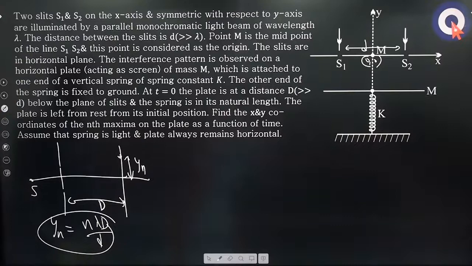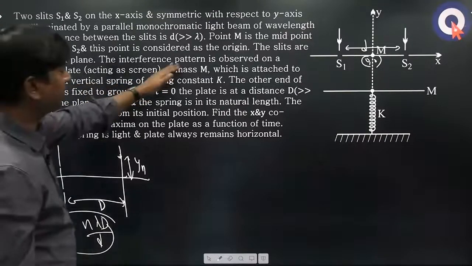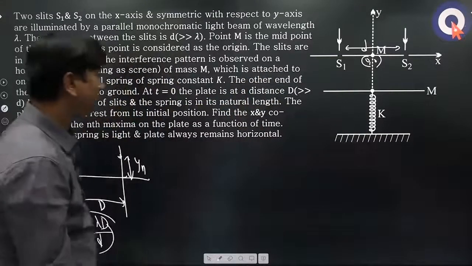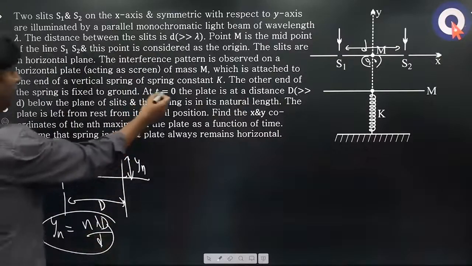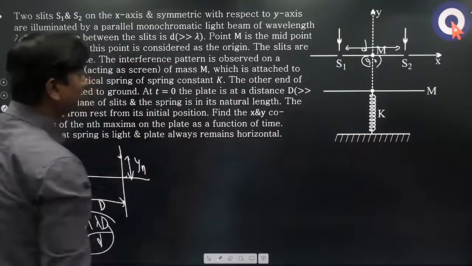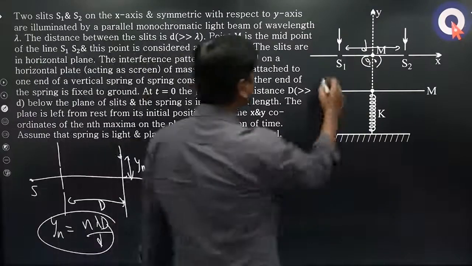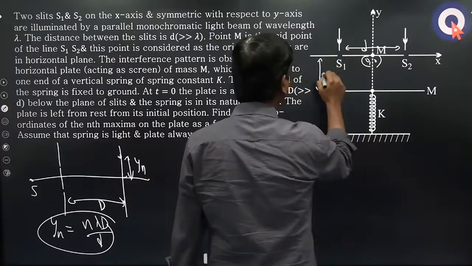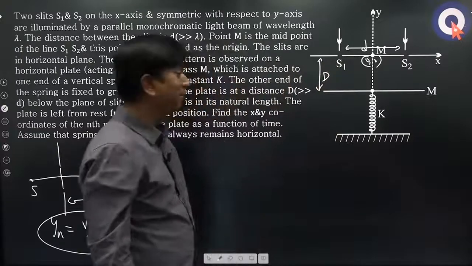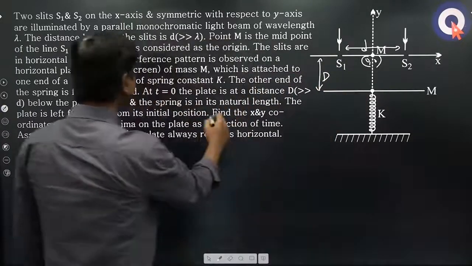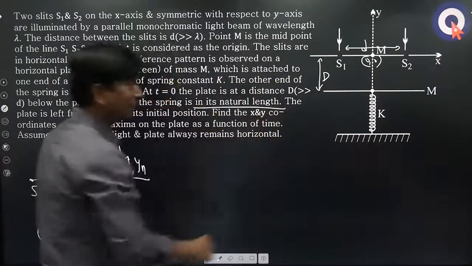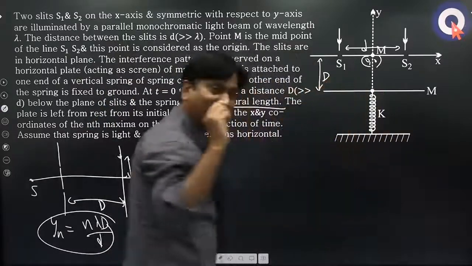Okay. Which is attached to one end of a vertical spring. The rest is all just like springs, with mass m. At t is equal to 0, the plate is at a distance of capital D, far greater than small d, below the plane. Okay, that this is exactly at capital D initially. But when you attach it, the spring is in its natural length. So the mass m is there, and the spring is in the natural length.